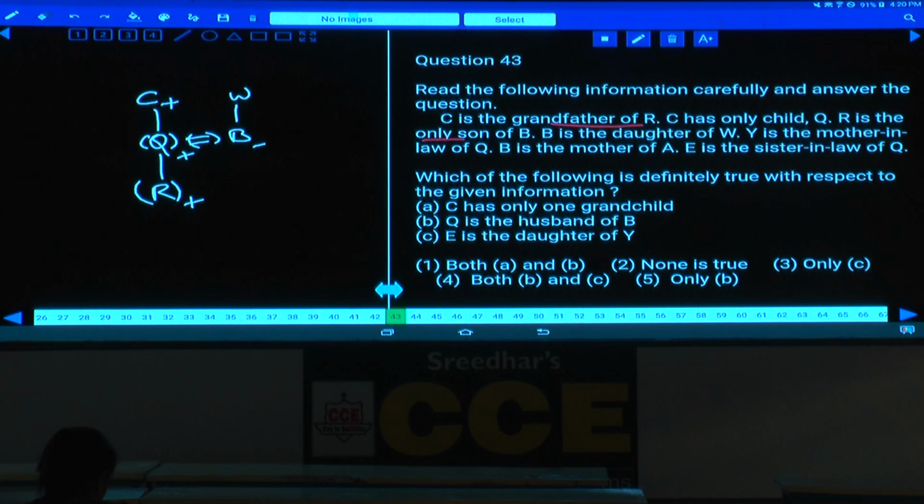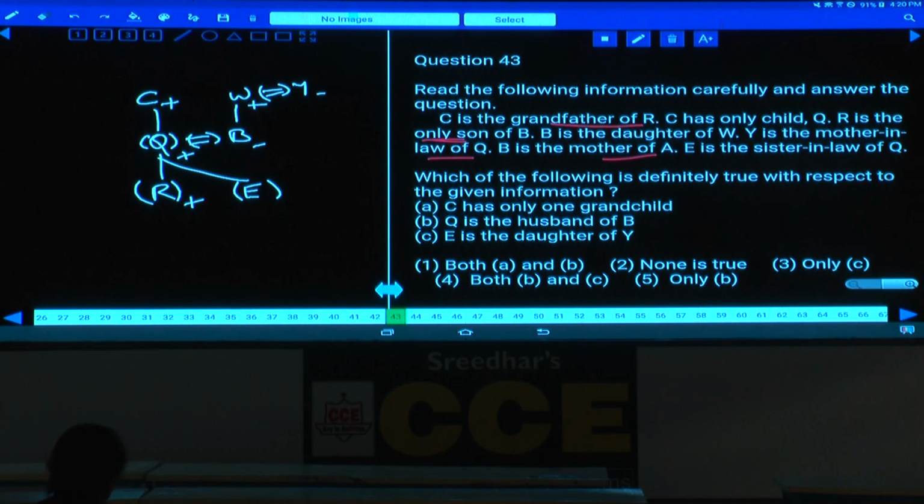And Y is the mother-in-law of Q. Who is mother-in-law? Q's spouse's mother. Who is the spouse of Q? B. That means B's mother is, who is that person? Y. Now Y is the mother-in-law, hence W is the father-in-law of this Q. And next one, B is the mother of E. B is the mother of whom? B is the mother of E. Hence R and E are siblings to each other, out of which R is the only son.